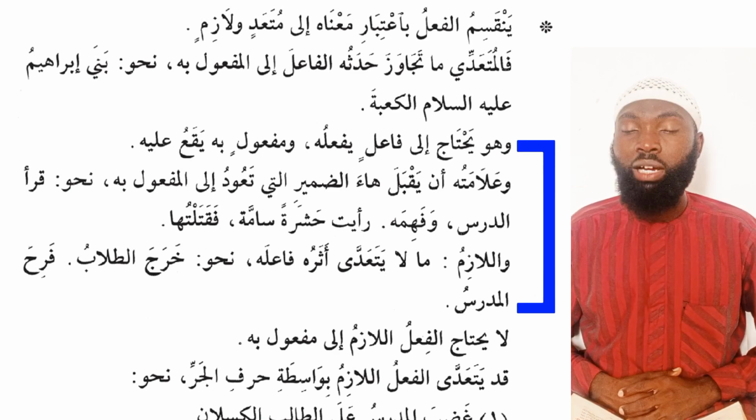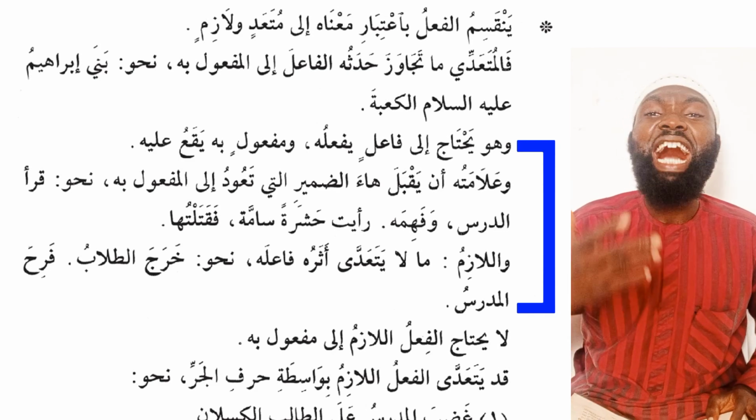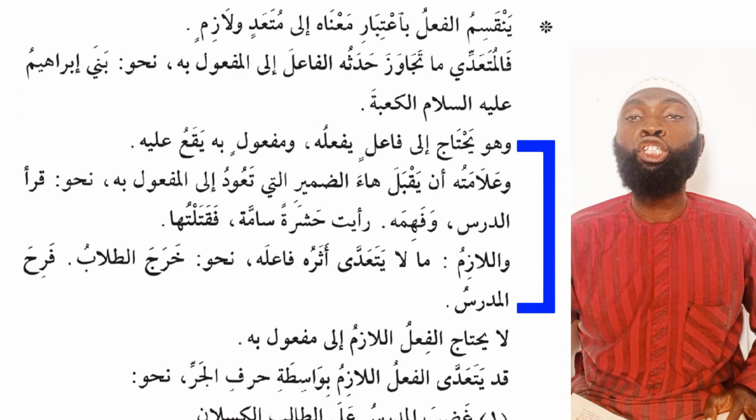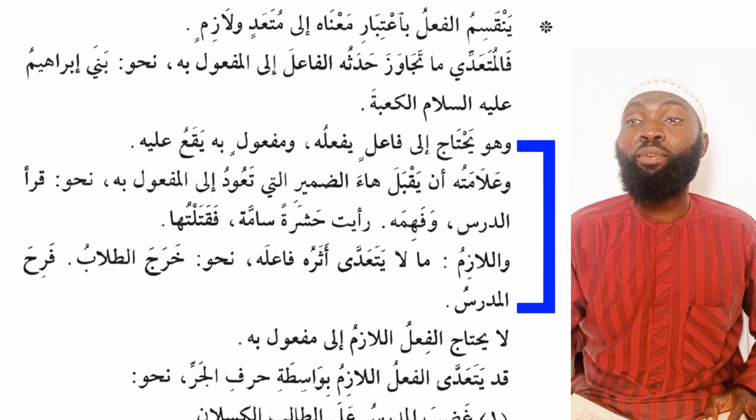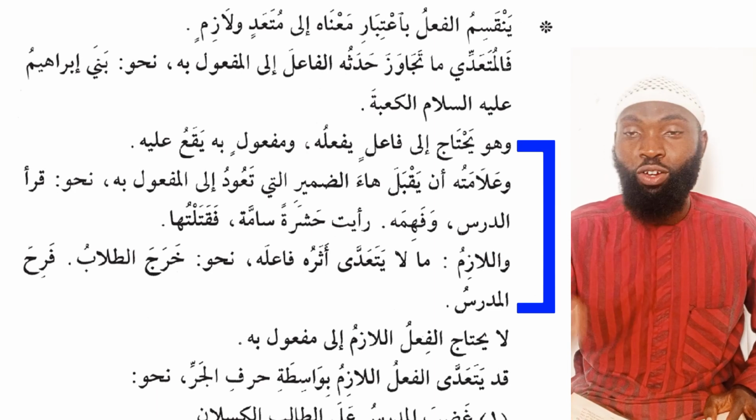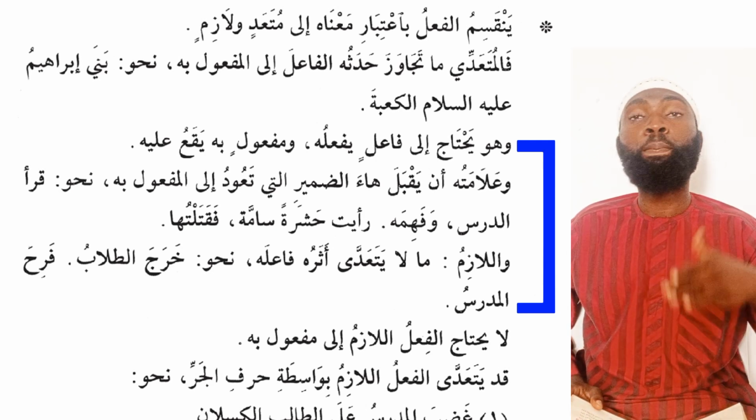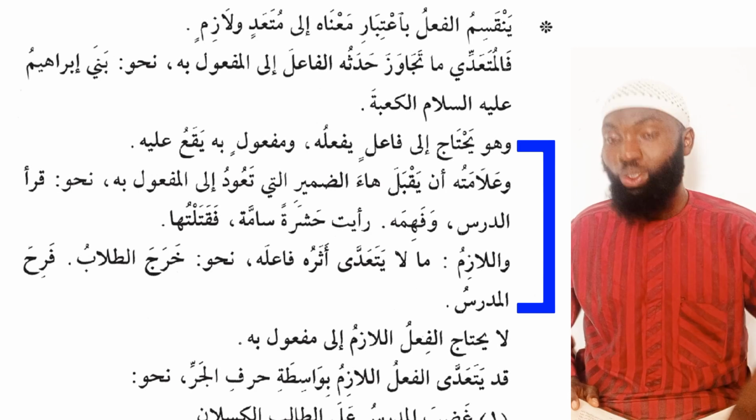An example, when I say قَرَأَ الدَّرْسُ, he read the lesson, وَفَهِمَهُ, and he understood it. The fact that the word fahima accepted ha, this shows that what? It is a transitive verb. Fahima, he understood it. رَأَيْتُ حَشَرَةً سَامَّةً, I saw poisonous insects. Now, فَقَتَلْتُهَا, and I killed it. You can see ha, فَقَتَلْتُهَا. This shows that the word qatala is also a transitive verb.